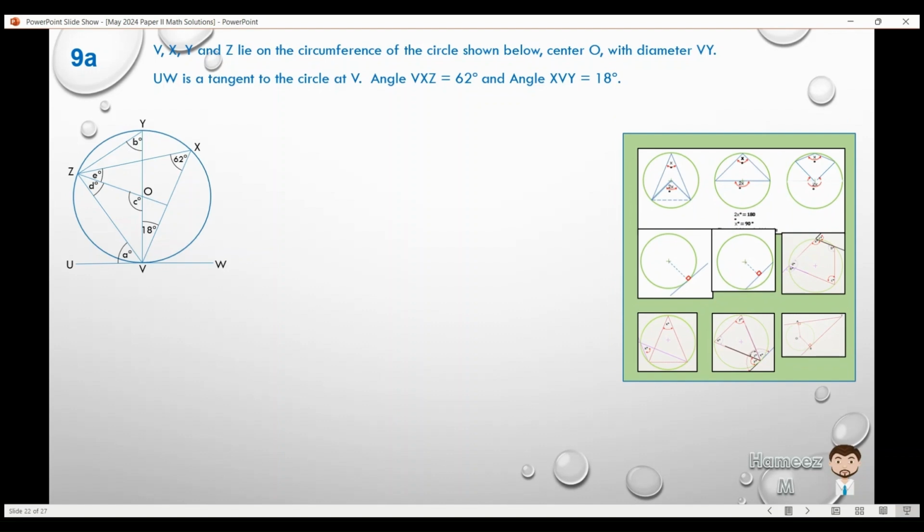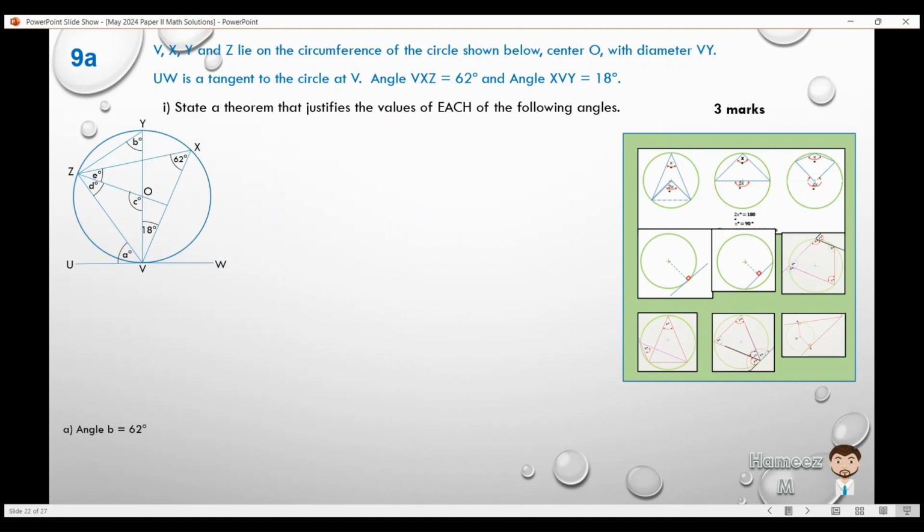So we're continuing with this whole past paper in number 9A. Now that we have that information, remember the angle VXZ is equal to 62 degrees, and that's indicated on the top right side at X, and angle XVY, so it's at the middle letter V, is 18 degrees. Part 1. State a theorem that justifies the values of each of the following angles. So for part A, we would like to justify that the angle B is equal to 62 degrees.